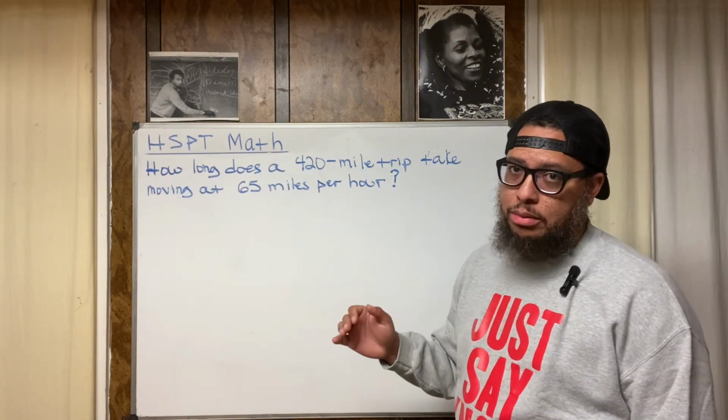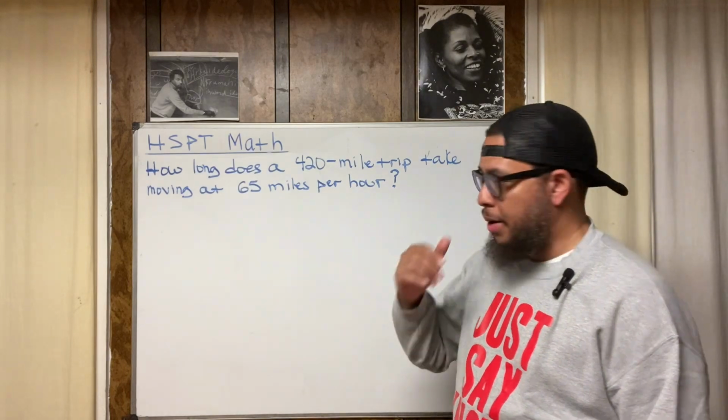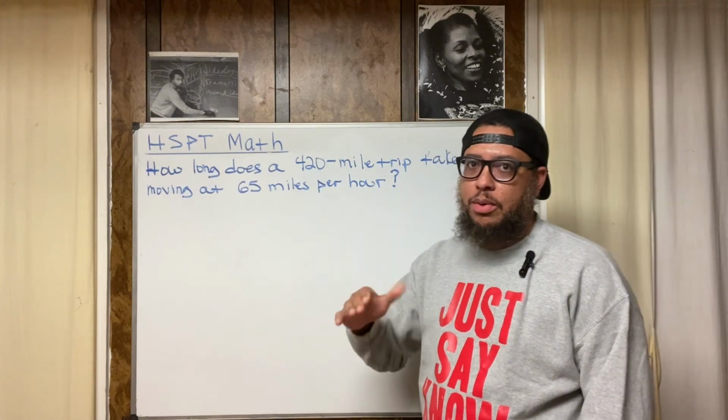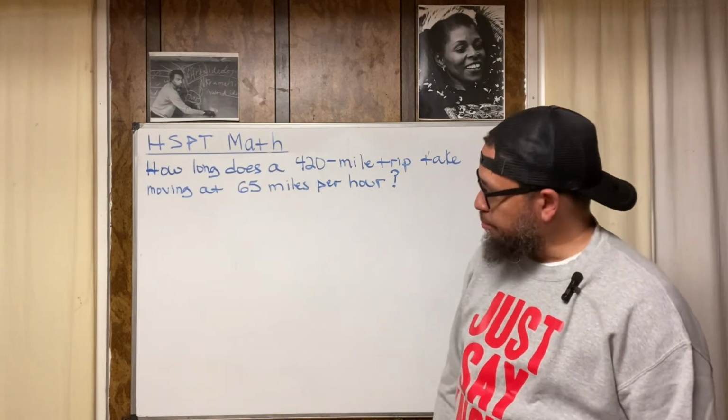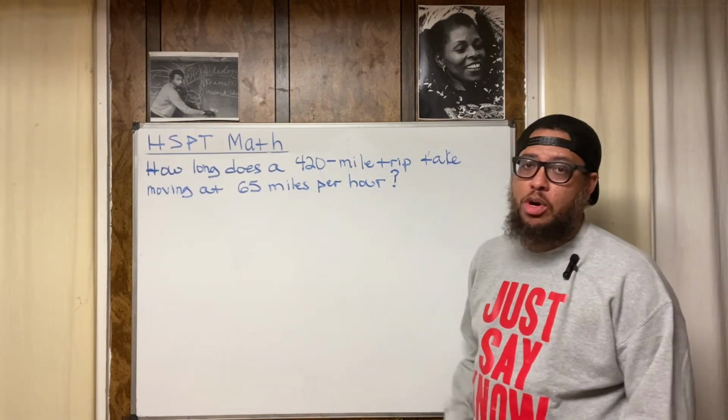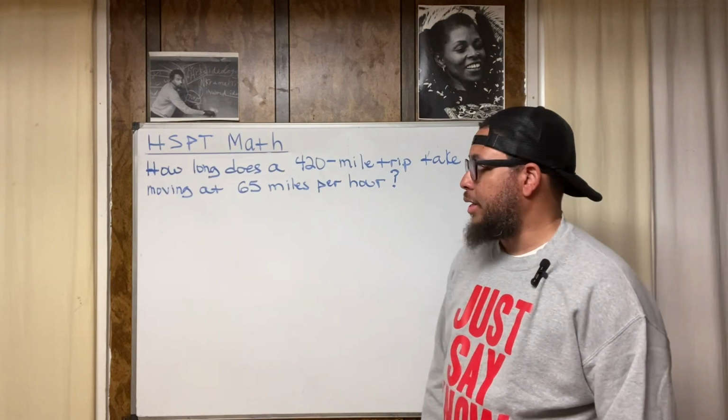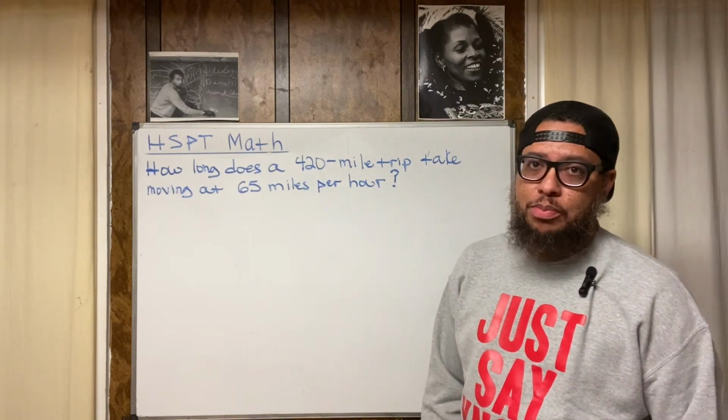It's a short word problem. Only one sentence, right? But we still approach it the same way we would approach a longer word problem. This says, how long does a 420-mile trip take moving at 65 miles per hour?